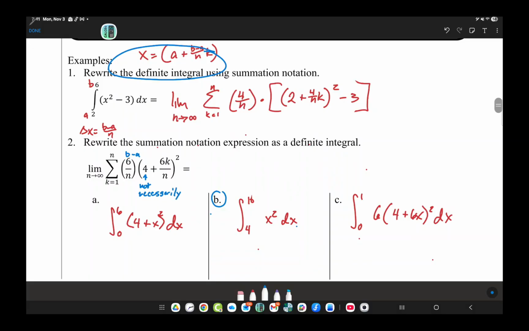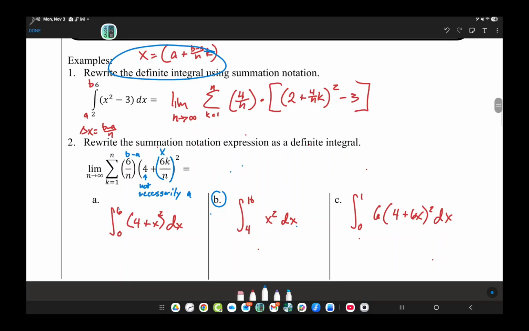And if I misspelled that, that's fine. Okay, you know what I mean. So not necessarily a. It doesn't have to be a. It can be, but it doesn't have to be. Okay? So that means that my b minus a has to be 6, which means it could just be from 0 to 6.